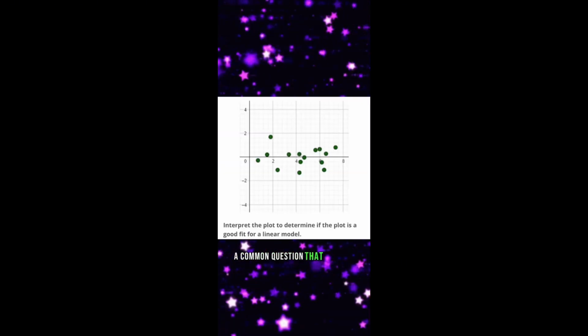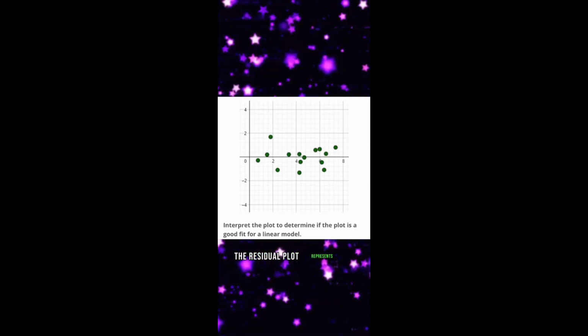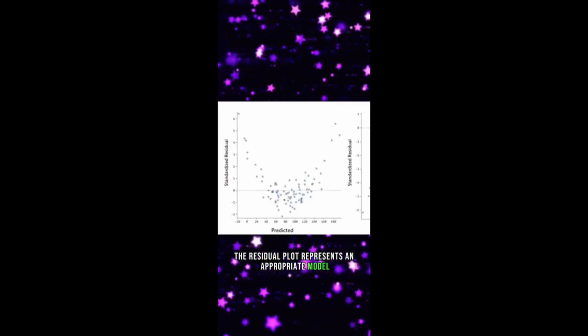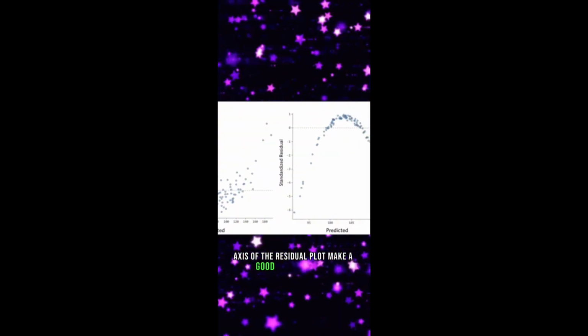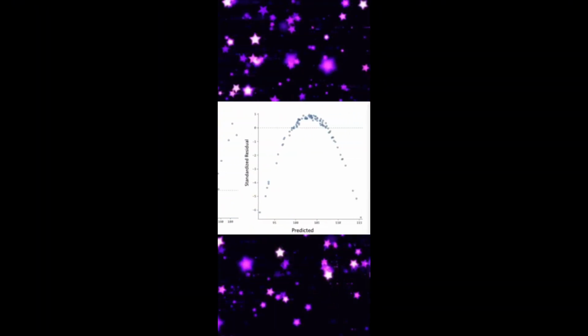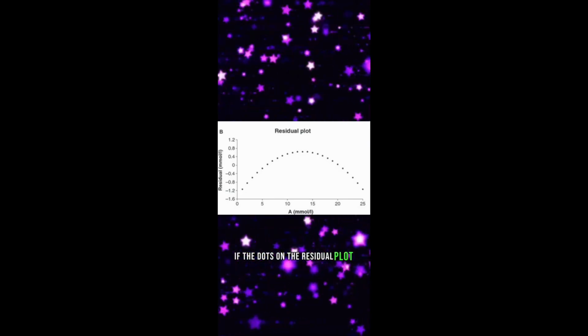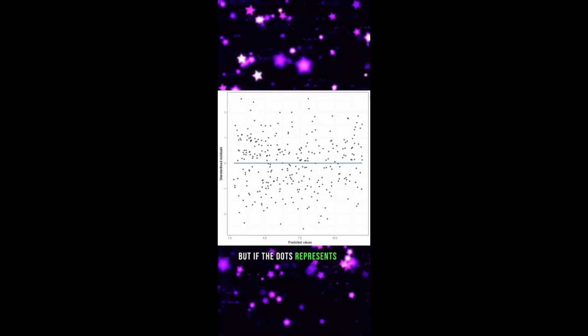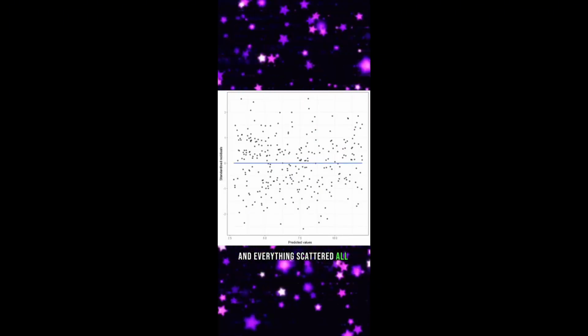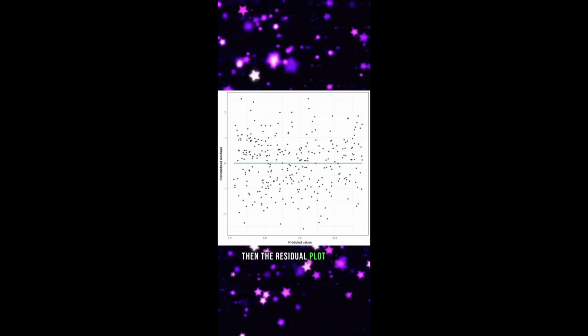A common question that is asked is whether or not the residual plot represents an appropriate model. In other words, would the horizontal axis of the residual plot make a good line of best fit? Well, that's simple. If the dots on the residual plot show an obvious pattern, the answer is no, the model is no good. But if the dots represent no pattern at all and everything's scattered all over the place, then the residual plot does represent a good model for the data.